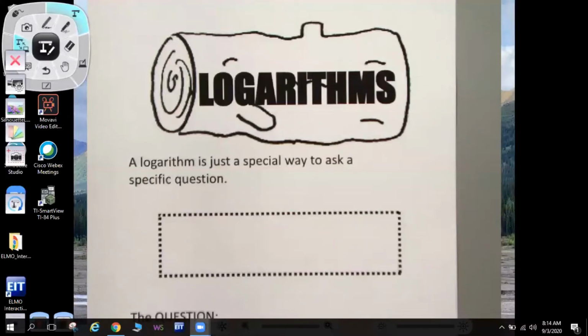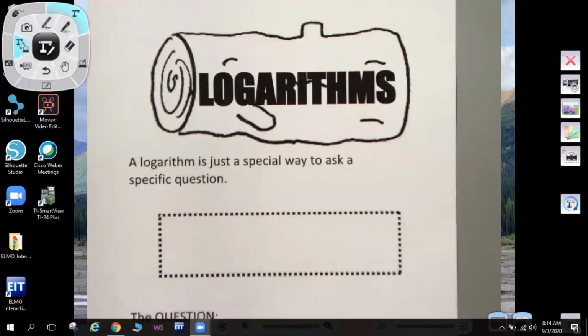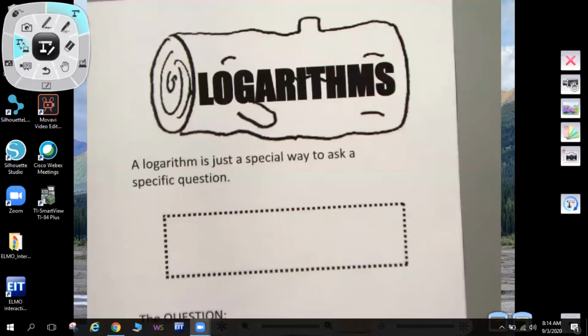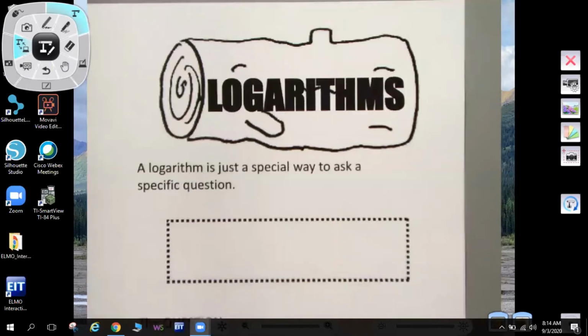Okay, so logarithms is something that is in the standards for Algebra 2, but it's towards the end. I know because of everything that happened last year, you guys didn't get to logarithms. So that's what we're going to start with this year. A logarithm is not scary, I promise. You've probably seen it on the ACT and not known what it is, but it's more simple than you probably think. A logarithm is just a special way to ask a specific question.